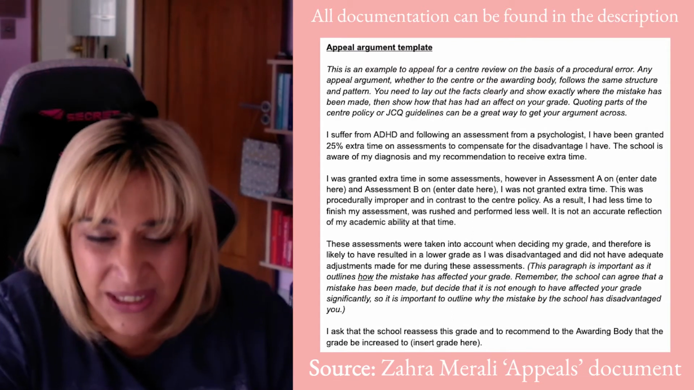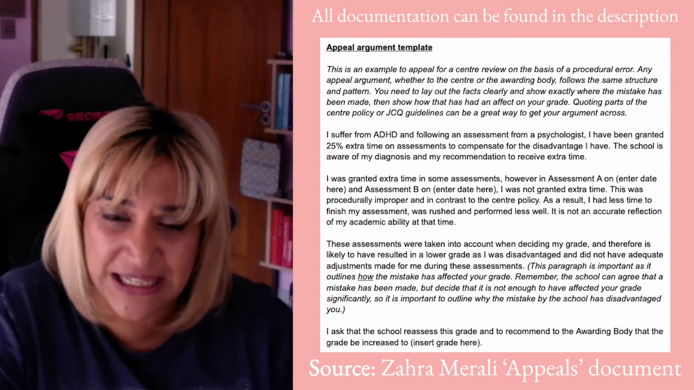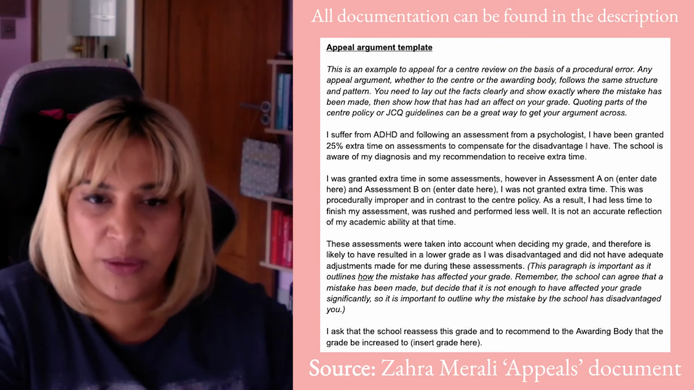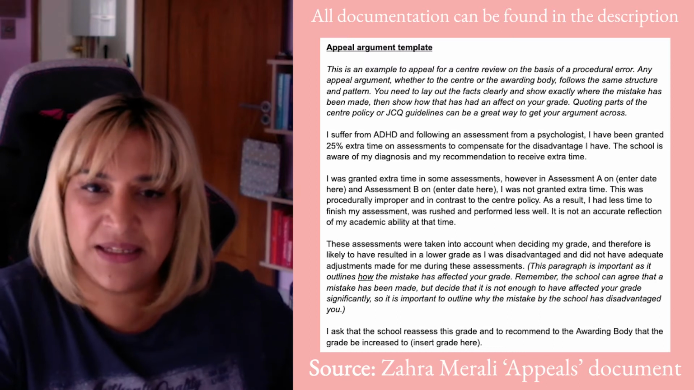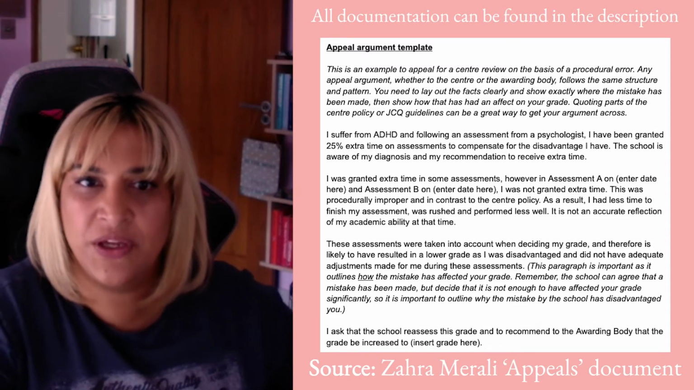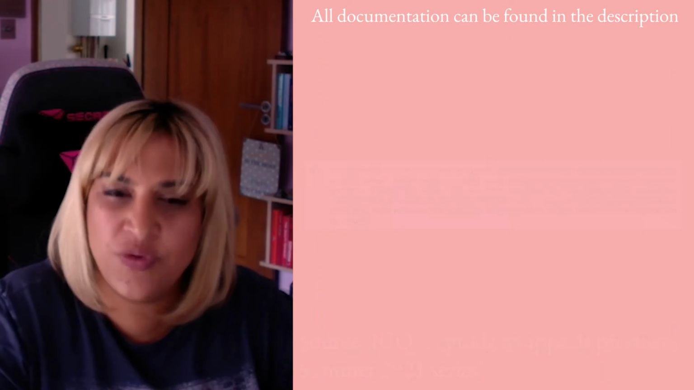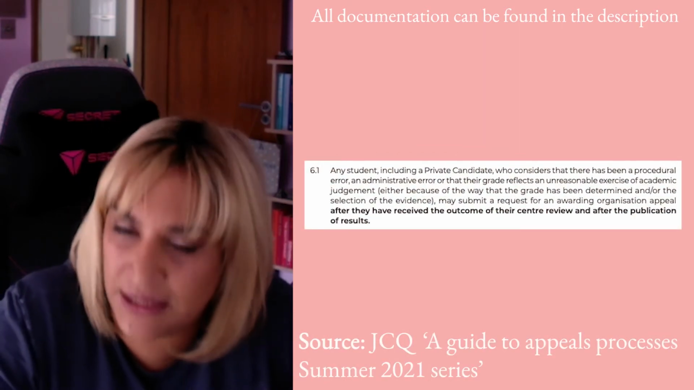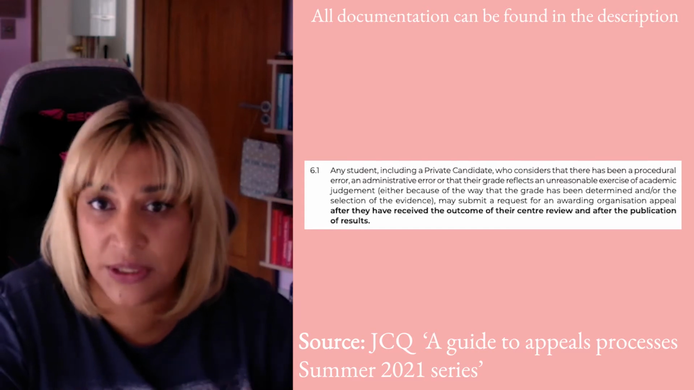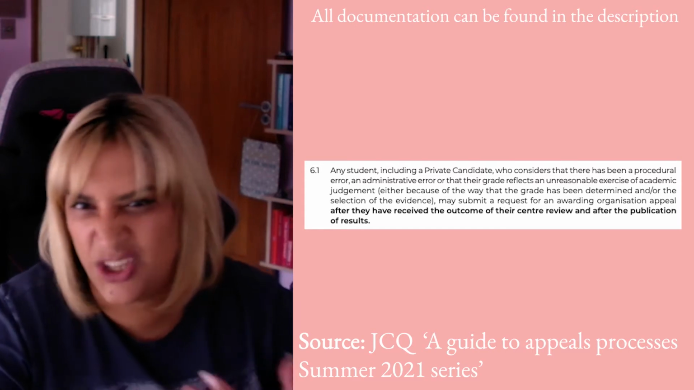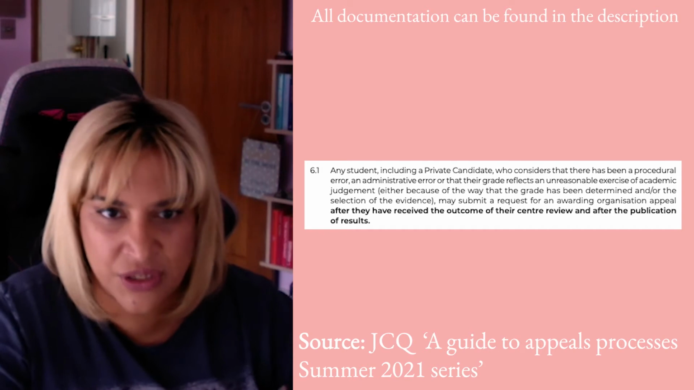Now, if this doesn't work, and if you genuinely believe and feel that you can prove that the school has made a mistake in terms of their unreasonable judgment in the way that they came up with your grade, then you can appeal to the awarding organisation. So that's your example. It says AQA, Edexcel, OCR, and so on.